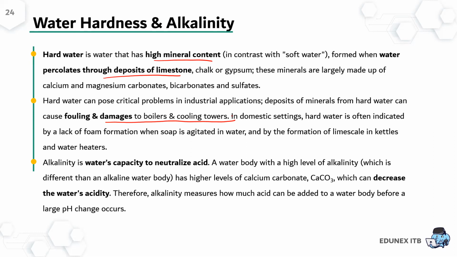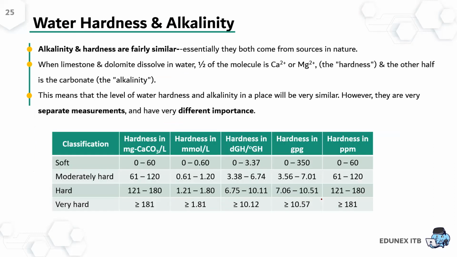Alkalinity is the water's capacity to neutralize acid. A water body with a high level of alkalinity has a higher level of calcium carbonate, which can decrease the water's acidity. Thus, alkalinity measures how much acid can be added to water before a large pH change occurs. These are the classifications of hardness in several units: milligram per liter calcium carbonate, and also millimol per liter.